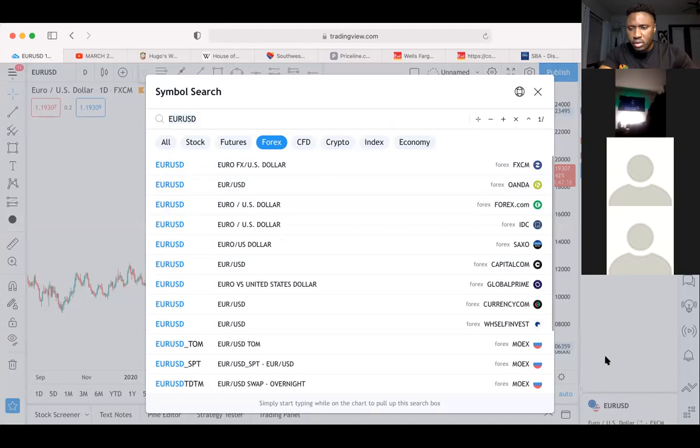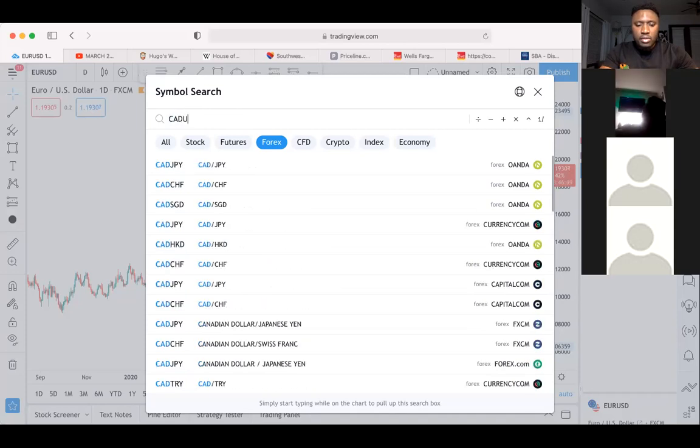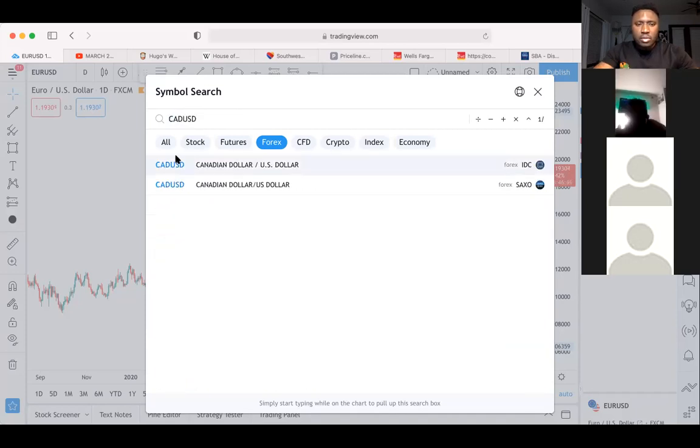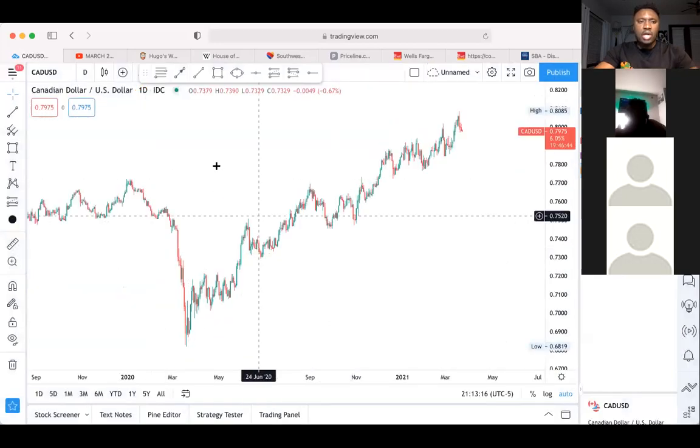Probably maybe Roger, because he's been the most consistent one here. Okay, Roger, give me an example of a major pair. Would be either Euro USD or Canadian USD. Okay. Canadian, all right, let's go to CAD. CAD USD. All right. So I'm going to choose this one. Bam. This is the chart. CAD USD.